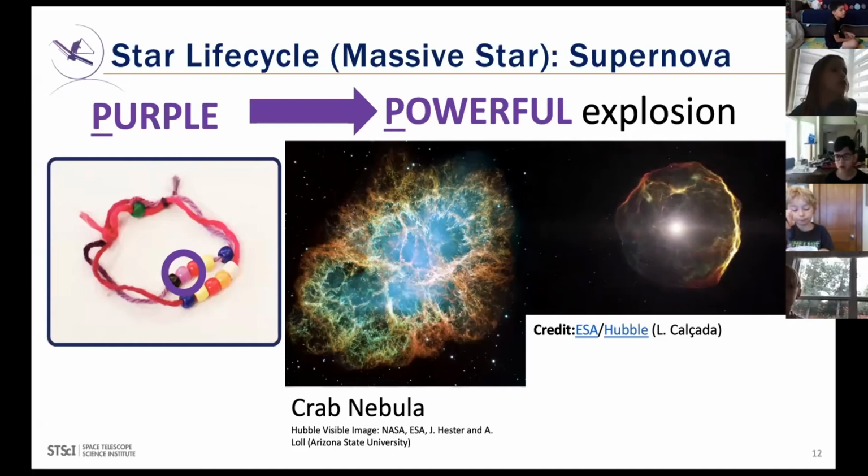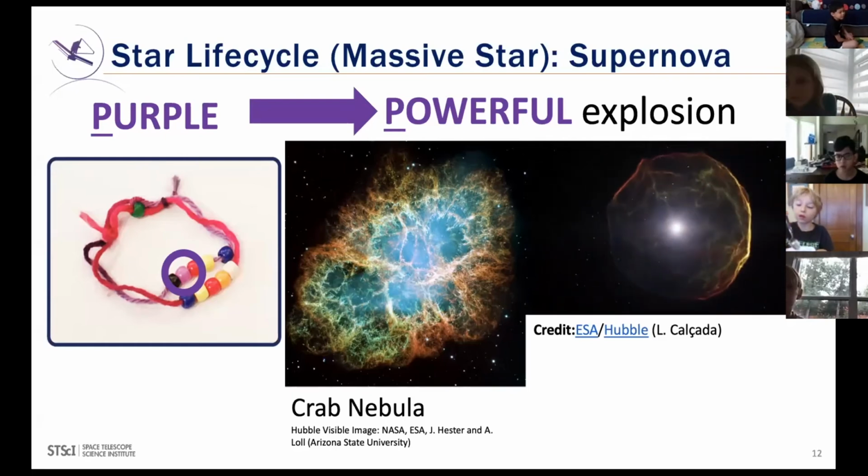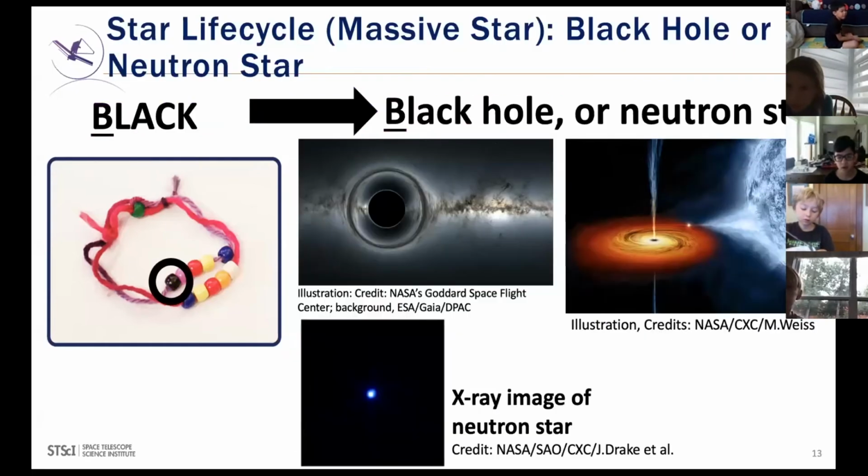Now, you might ask, what's left behind after the powerful explosion? Well, it really depends on what happens in that core region. So the very last bead here on your bracelet is black, which stands for black hole or neutron star. So massive stars can leave behind one of these two things. The more massive the star, the more likely it's going to leave behind a black hole.